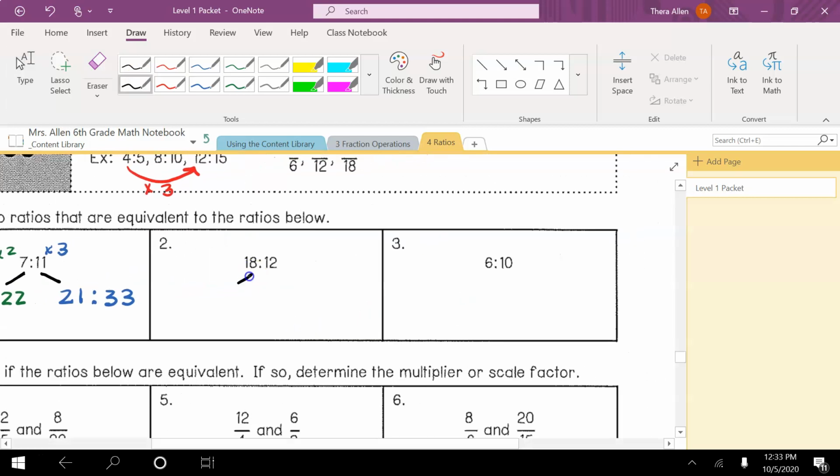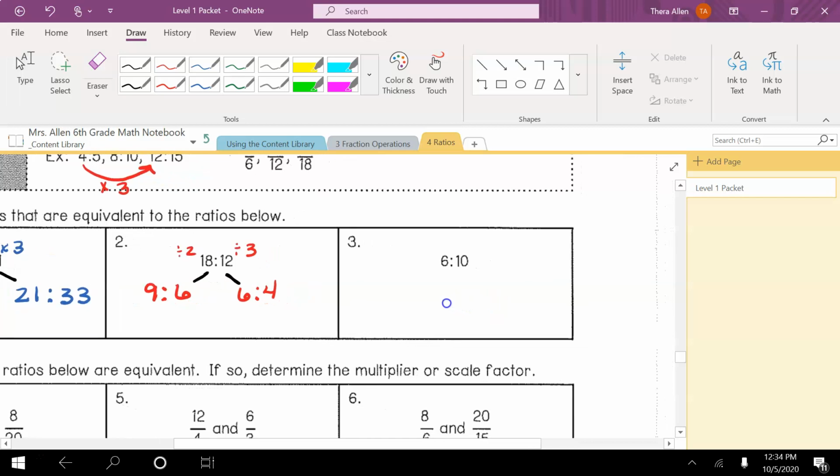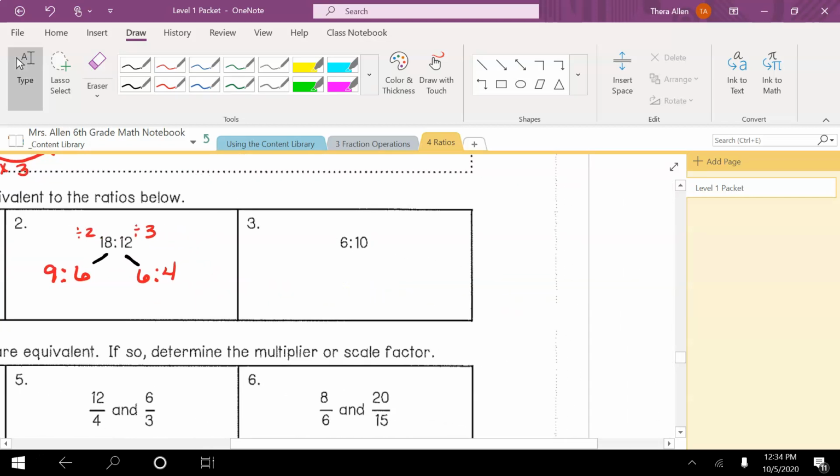Right here with 18 and 12, well, this first one, I see they're both even, so I'm going to divide by 2. 18 divided by 2 is 9. 12 divided by 2 is 6. And there's one equivalent ratio. I could also try dividing by 3. 18 divided by 3 is 6. 12 divided by 3 is 4. Either one of those. I could have multiplied and gotten another equivalent fraction. There's no limit to the number of equivalent fractions that you can find, or equivalent ratios.